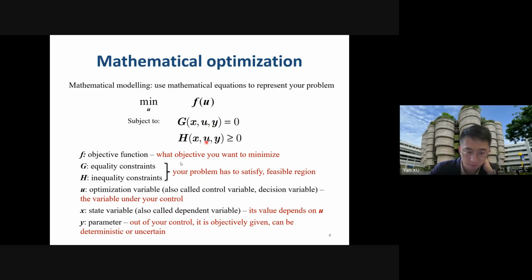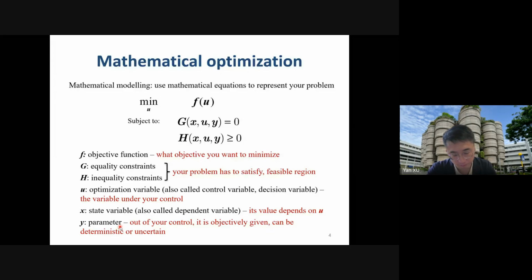And last but not least, y is so-called parameters. I remember I have also introduced this in the energy internet session. The parameters are a kind of objectively given values which are out of your control. We cannot change them. For example, the line parameters, right, and the load demand, and the power output of the wind and the solar systems, right? So these values are totally out of our control. We can just take them as an input.